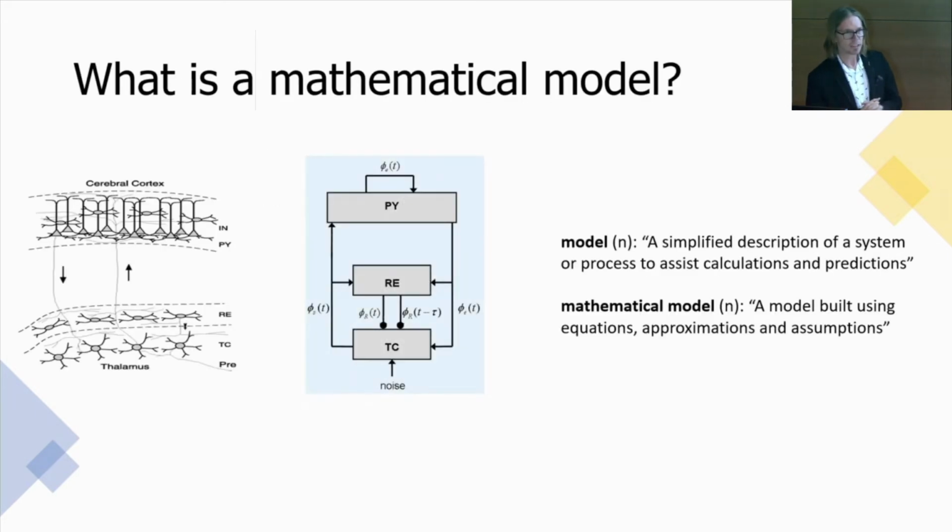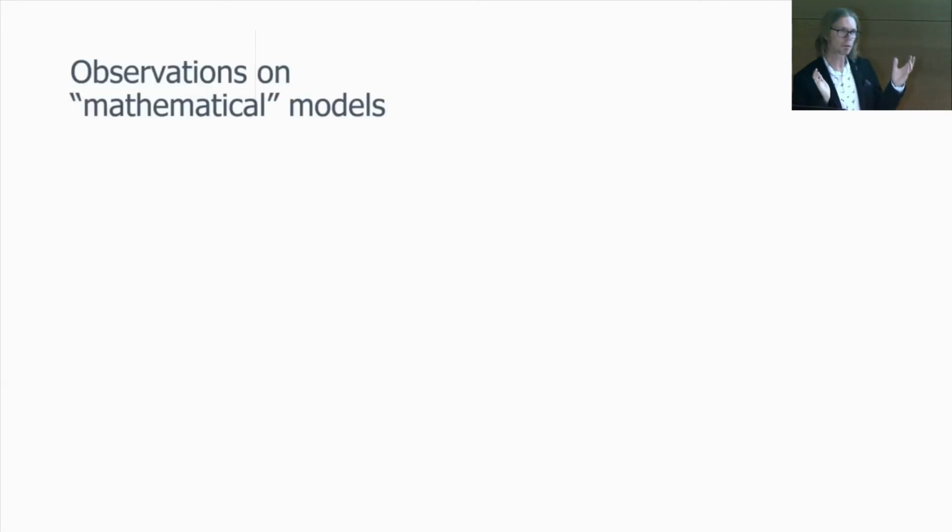So the dictionary definition of a model, and that could be any type of model, animal model, clinical model, mathematical model, is a simplified description of a system or process to assist calculations and predictions. And extending that to a mathematical model, it's a model that's built using equations, so some maths somewhere, approximations, and assumptions. So we're going to assume certain things. And as a result, lots of people have made observations on mathematical models, and I'm going to provide a few of these observations and see which one you feel most comfortable with.